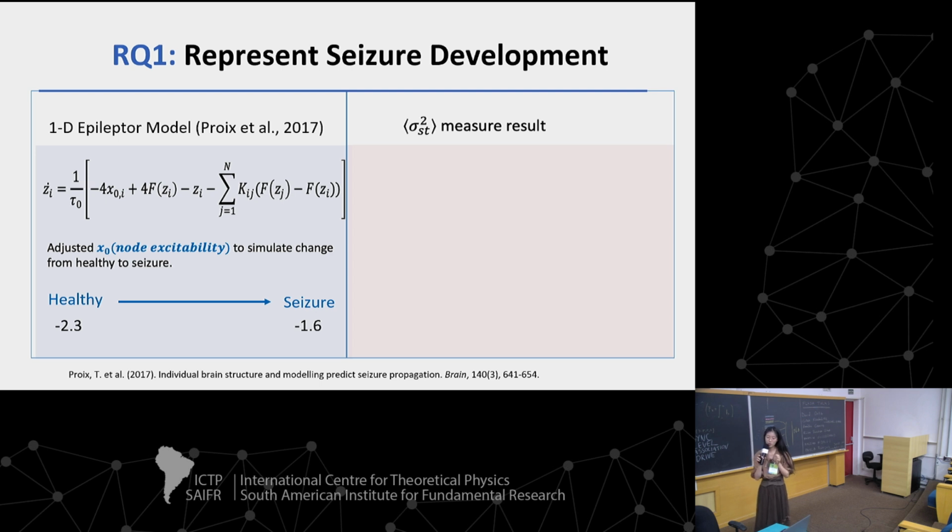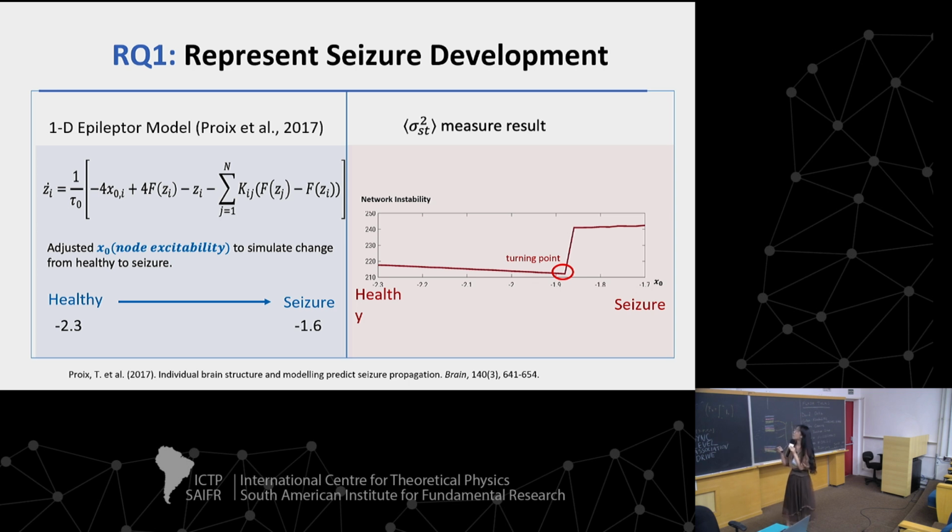For representing seizure development, we use the epileptor model, in which each node's dynamics is described by this equation with the key parameter x0 meaning excitability. We start from a healthy brain state, in which each node's x0 is minus 2.3, and we choose a node as the EZ and increase its x0 to induce the seizure, so that we can find the gradual change in this process. And this is our measure result. Our instability measure has identified the stable state and then a turning point to the unstable state. So here is the increasing instability measure.